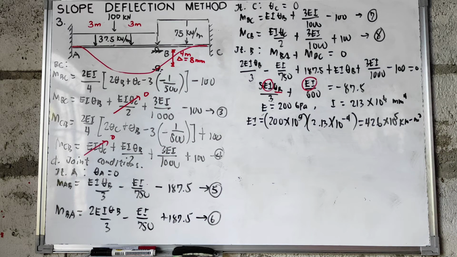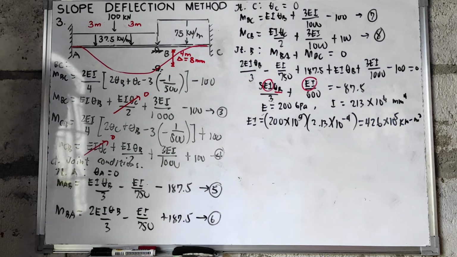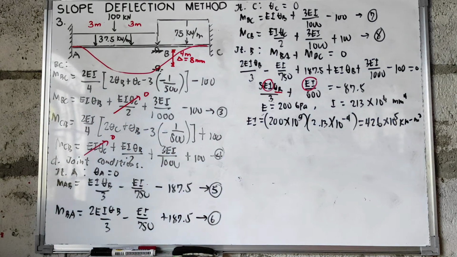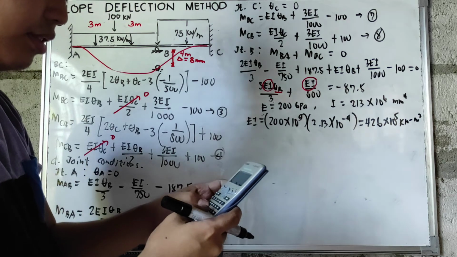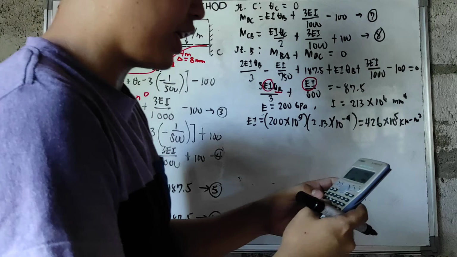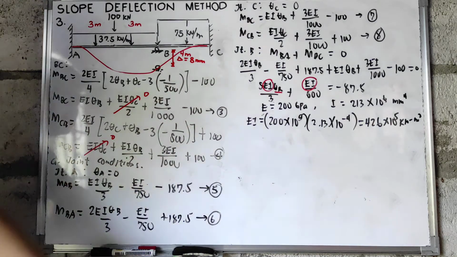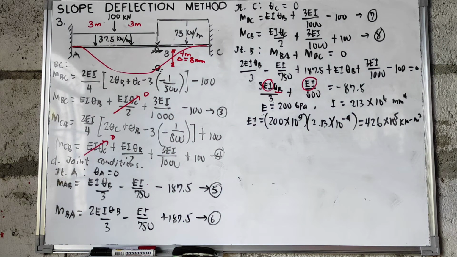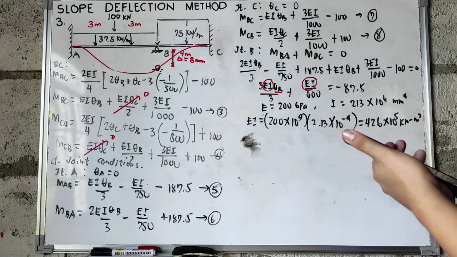In other words, do all the conversions so that it becomes kilonewton meter squared. Since that is now our value, we have 200 times 10 raised to 9 times 2.13 times 10 raised to negative 4, which is equal to 426 times 10 raised to 5 kilonewton meter squared. If we substitute this value into our equation, we will get the value of our EI theta B.